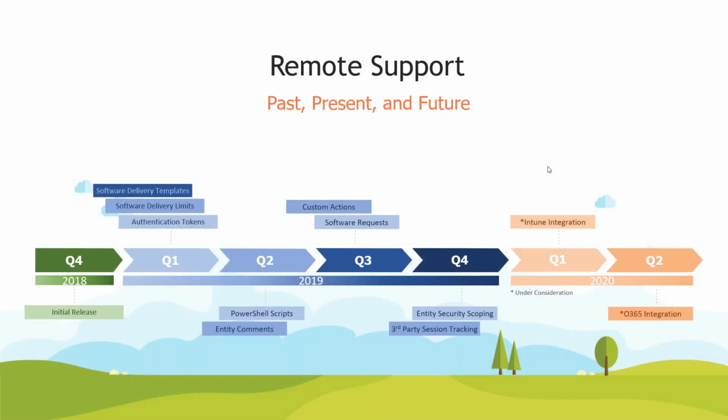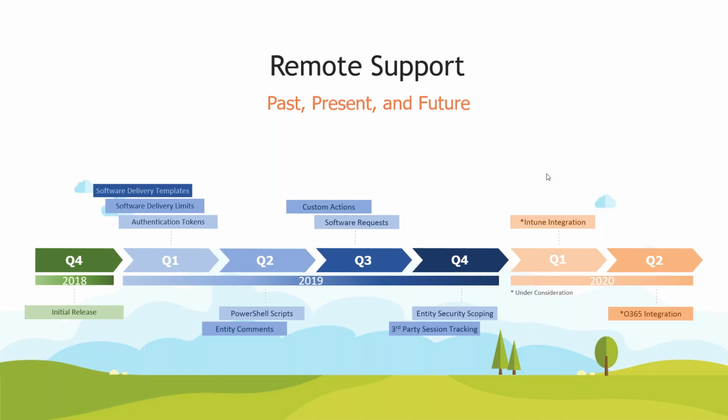Thanks, Mike. So on to remote support. Another one of our core products here is Remote Support Portal. Q4 2018 was our initial release for remote support. Remote support is the next iteration of our Control Center product. Control Center was built on older technologies, and this is built from the ground up by Cireson on a new technology foundation. So that was our initial release in Q4 of 2018.